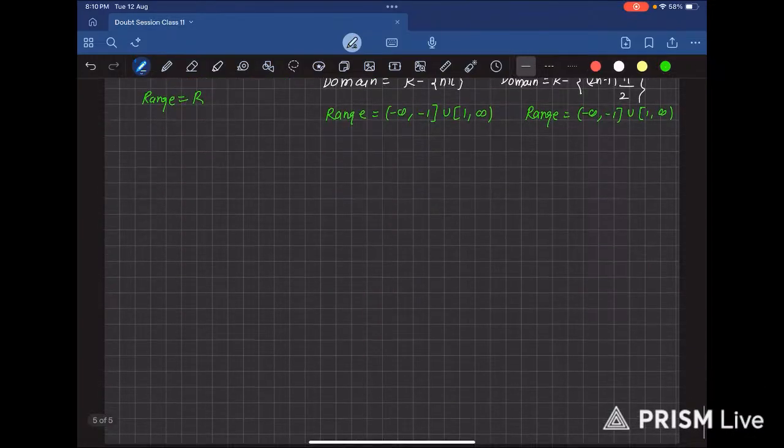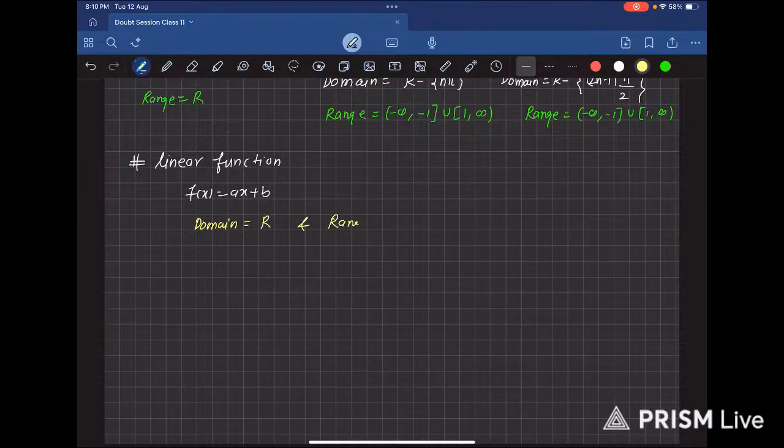Now the next one is the linear function. What is a linear function? A linear function f of x is equal to ax plus b. Very simple. Here the domain is all real numbers and the range is all real numbers.